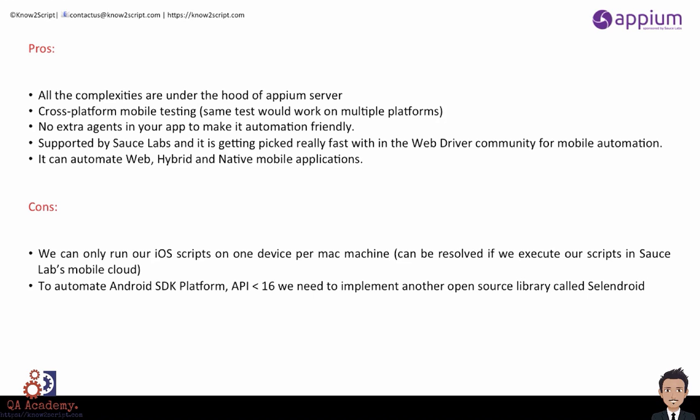Let's look at the other side of the coin. We can't run on multiple iOS devices at once. And of course, it is limited to one iOS device for one Mac machine. And if you want to automate Android whose API level is less than 16, then you can't implement APM.